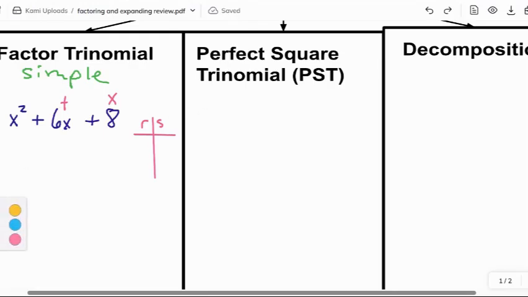Okay, so we're looking for two terms that multiply to be 8. It could be 1 and 8. It could be 4 and 2. And that's it. Which ones are they? Because they have to add up to 6, 2 and 4. So remember, one step, folks, do not decompose. An x goes at the front and the two roots.